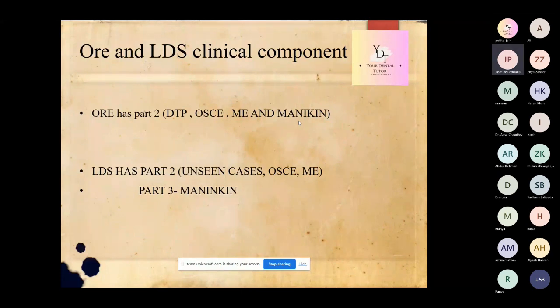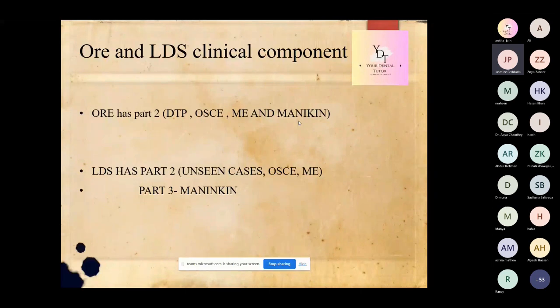So essentially, you are being judged on the same four components in both the exams. Now, in ORE, you will have one component known as DTP, which is diagnosis and treatment planning, then OSCE, which is a structured exam to see how you communicate with the patients, medical emergencies, and Manikin.